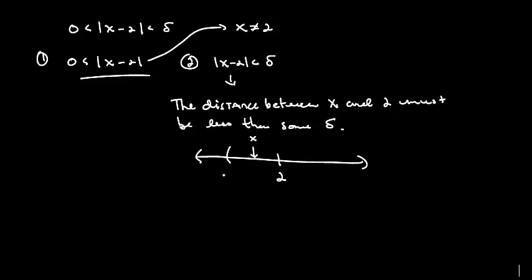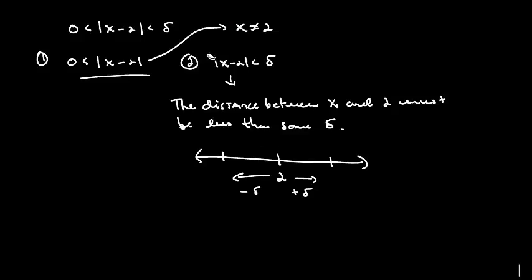Let's say delta is here. I shouldn't say that, that's not actually delta. Delta is the distance over. So the distance between x and 2 must be less than some delta. So if we subtract delta and we add delta, okay, the distance, let me erase this so we have a little bit more room.